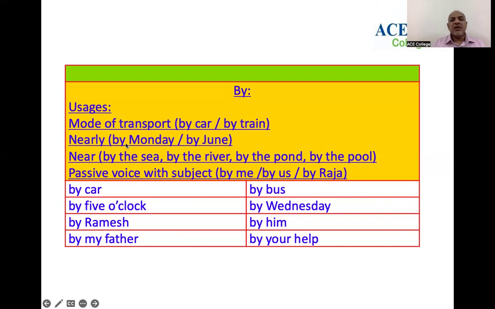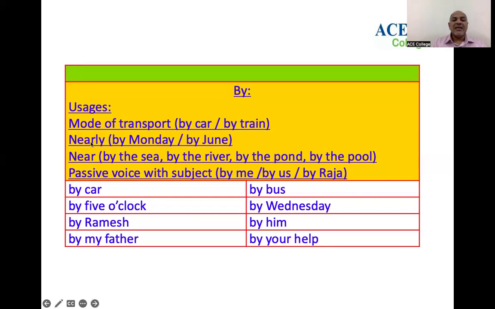And then you can use "by" with the meaning of "near." So at the sea, same, you can say by the sea. He is at the sea. You can use another way: he is by the sea. At the sea means near the sea. By the sea means near the sea. We have the same meaning.